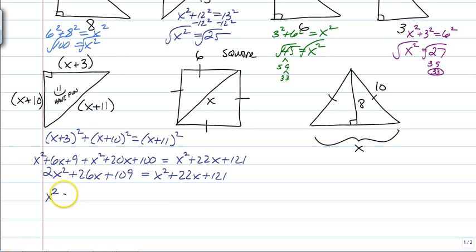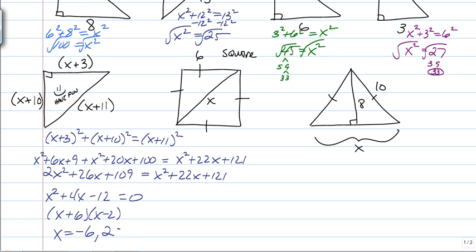Subtract our 22x to the left. That'll give us 4x. Subtract 121 from 109, and that's going to give us a negative 12. We're equal to 0. That'll give us x plus 6 and x minus 2. So x is going to be equal to a negative 6 and a positive 2.